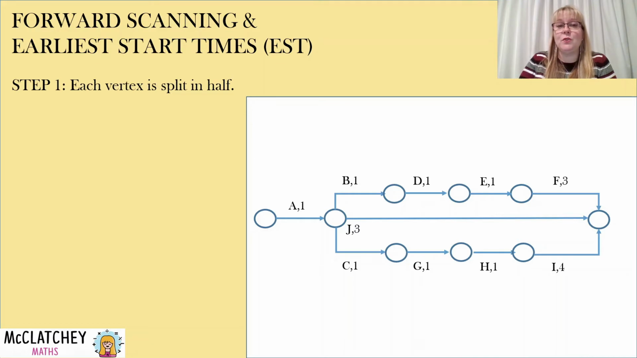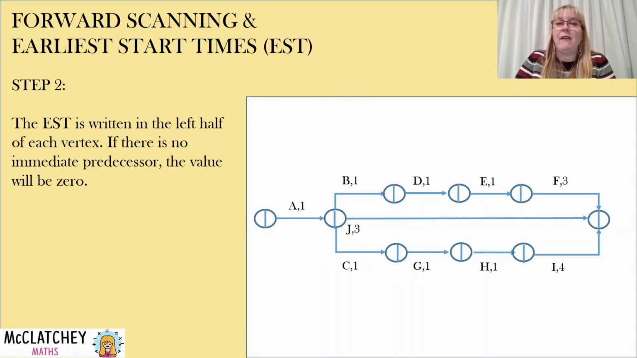First thing you're going to want to do is split your vertices in half. Some textbooks do show it with a horizontal line, others with a vertical line. It really does not matter. Some even use half circles and not full circles. So you just do it the way that you're comfortable with, as long as you're splitting a half circle or a full circle into half, because we forward scan and we write our numbers on the left-hand side. And when we backward scan, next video, we're writing on the right-hand side.